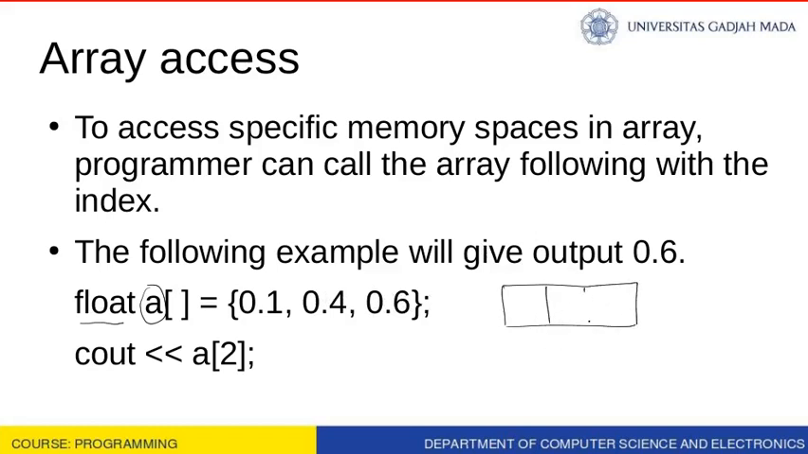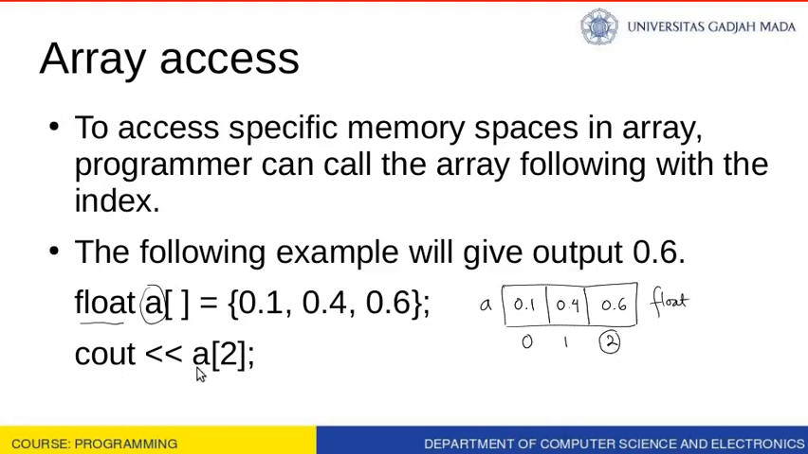So we have 3 memory, and the value of the first element will be 0.1, the second element will be 0.4, and 0.6 for the third element. And then this array has the name of A and the data type of float, and then the index of the first element will start from 0, and the next element will be 1 and 2. So if the size of the array is 3, then the maximum index will be 2.